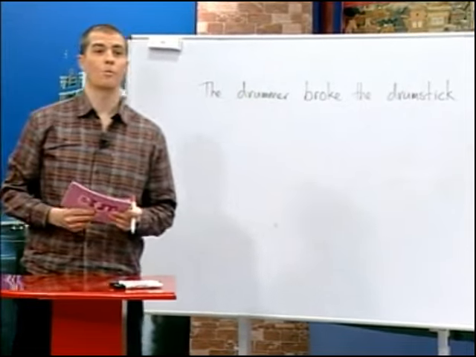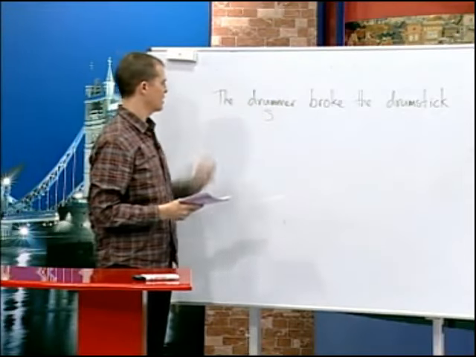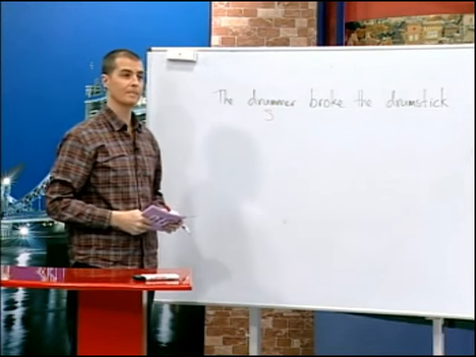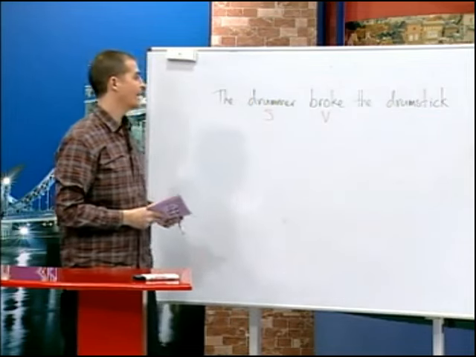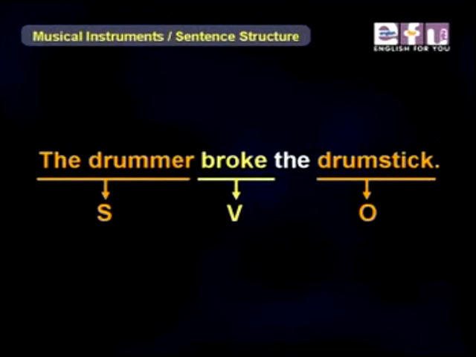Rosa, what's the subject? That's easy. The drummer. Good. We'll put subject. Monica, what's the verb? Broke is the verb. Simple broke past tense is used. The verb. Yes. And finally, Lewis, how about the object? The object is drumstick. Excellent.